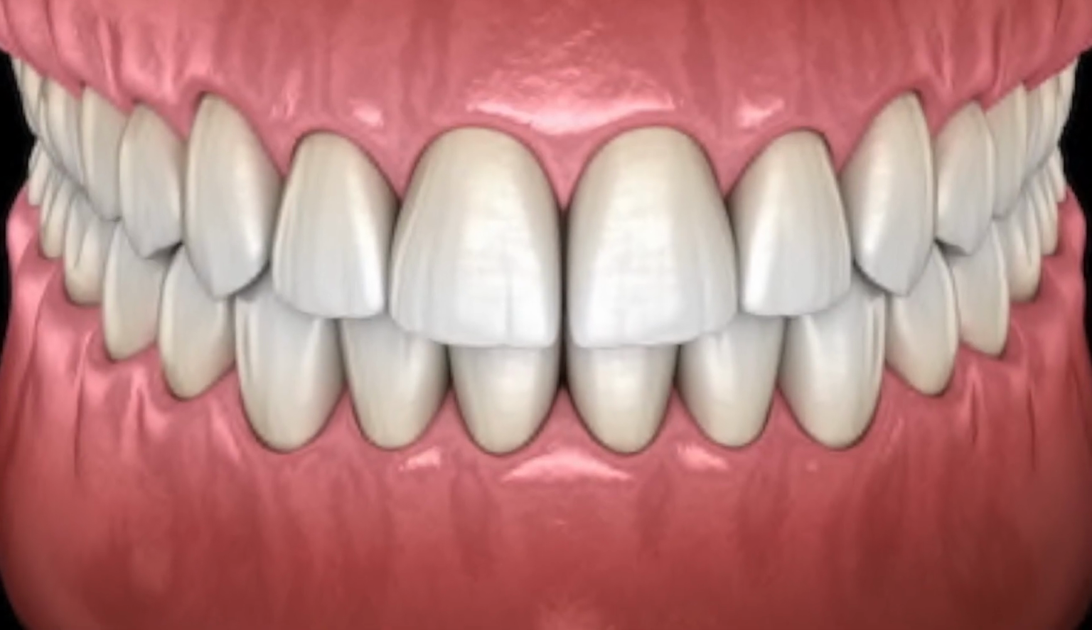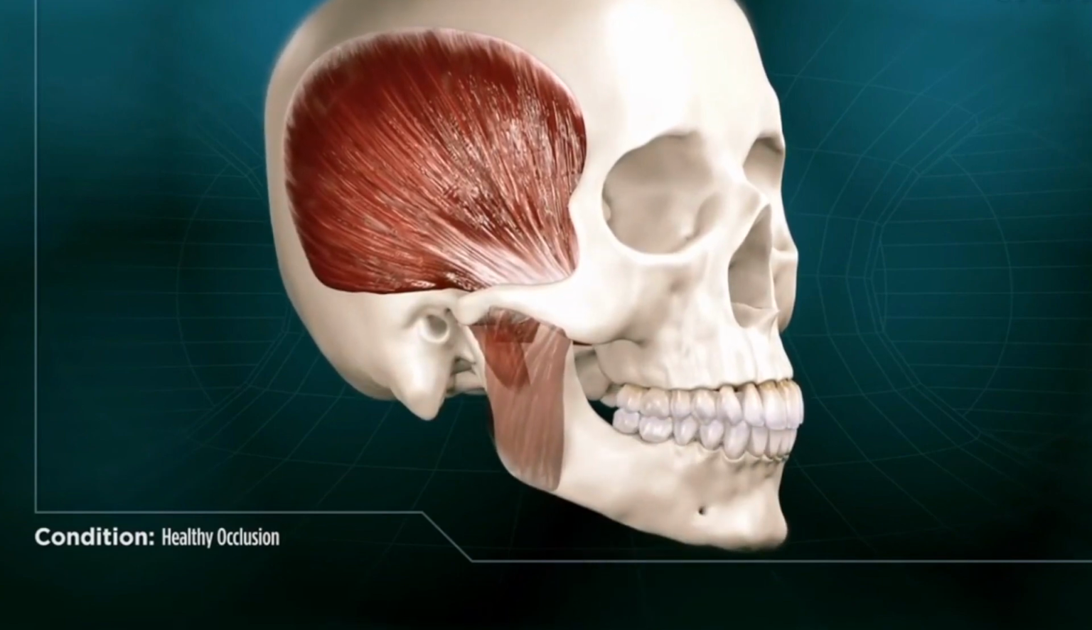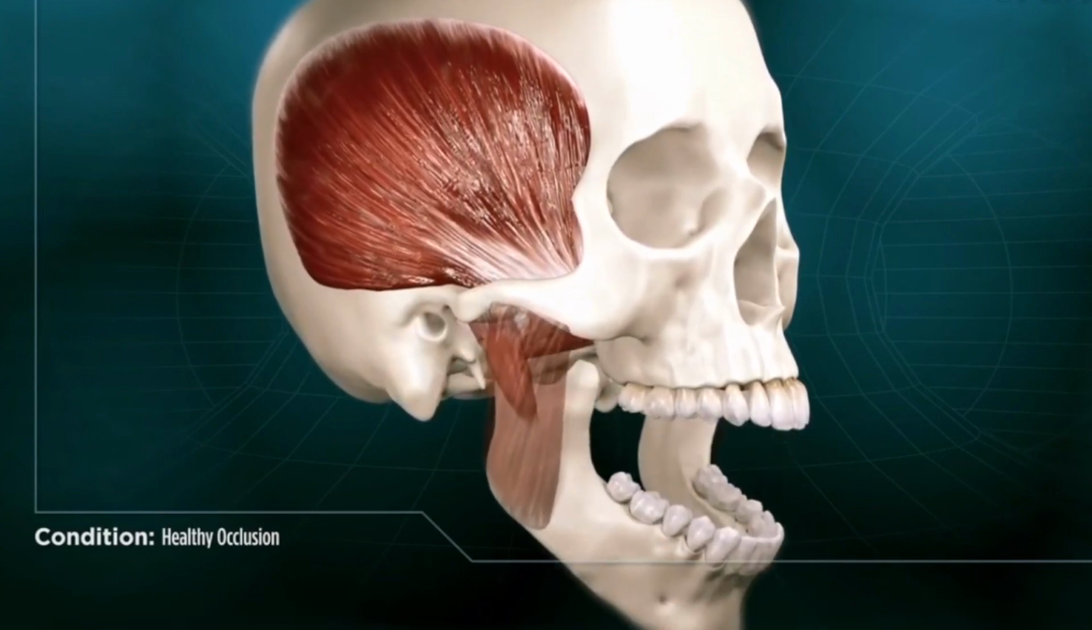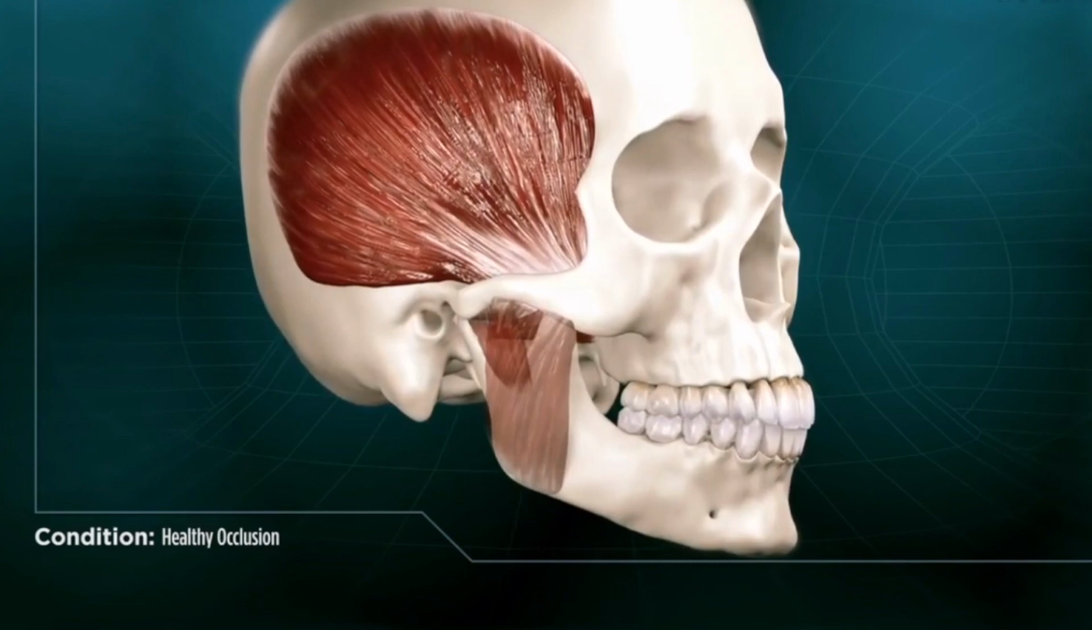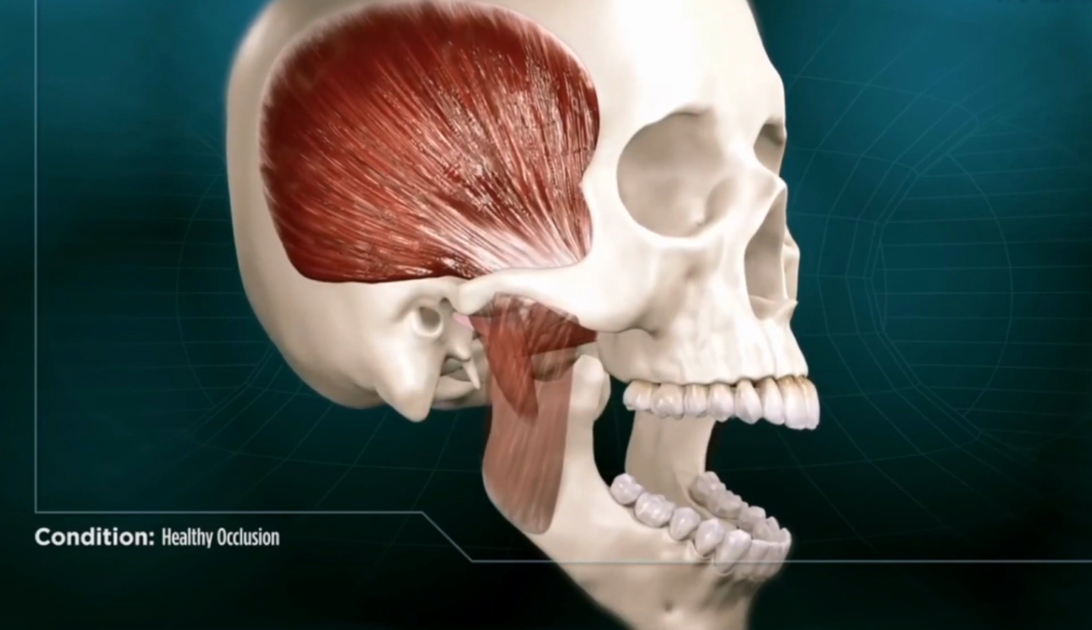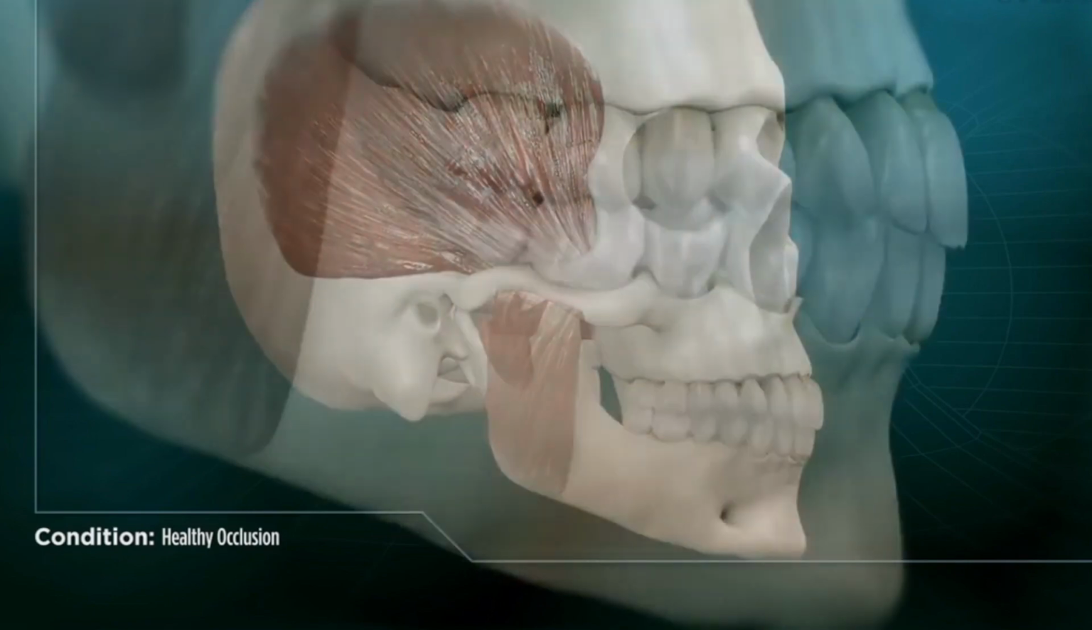What is occlusion? When the teeth in the mandibular arch come in contact with those in the maxillary arch in any functional relation are said to be in occlusion, according to Wheeler.